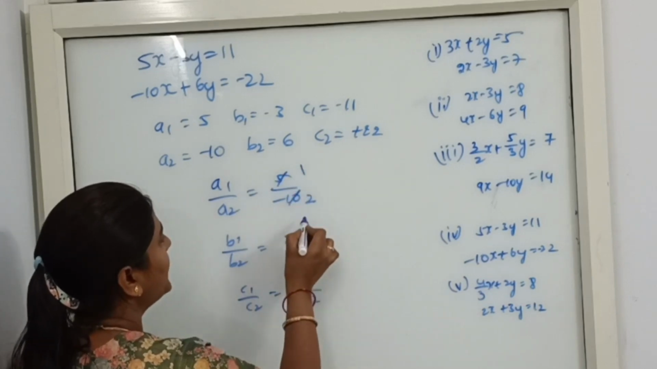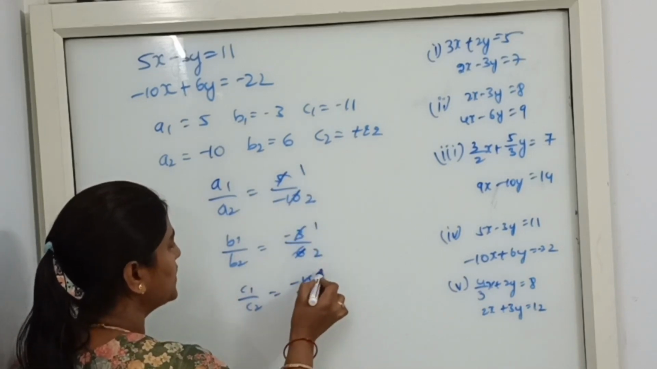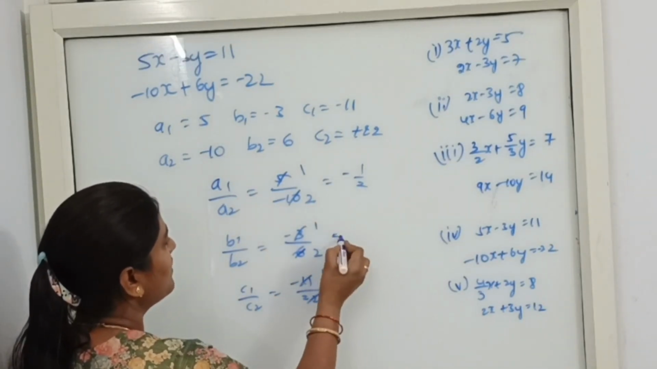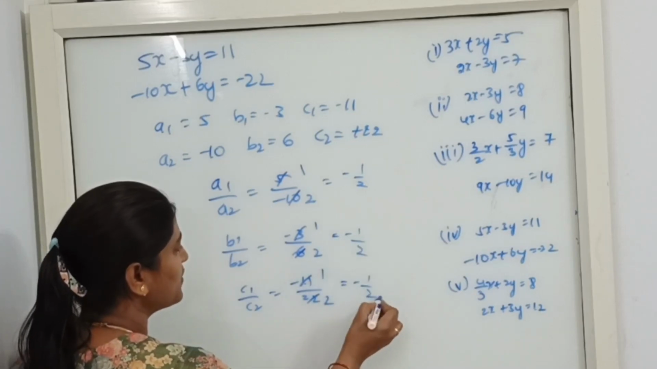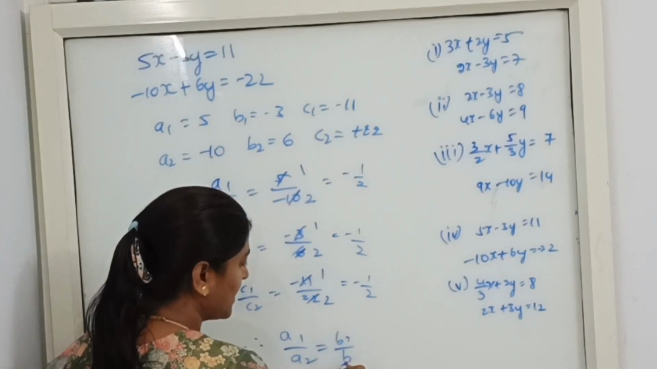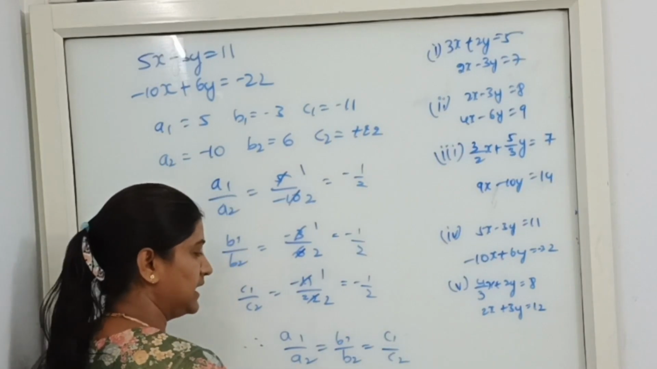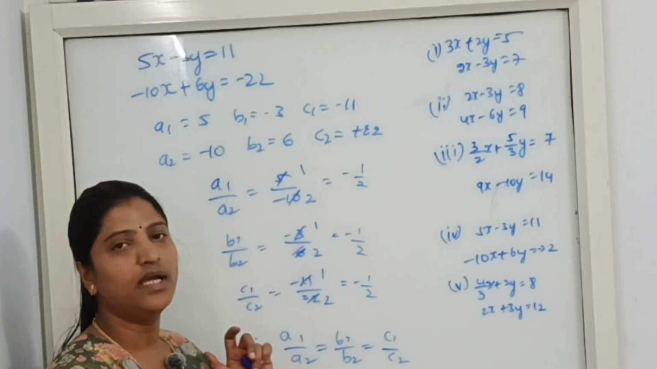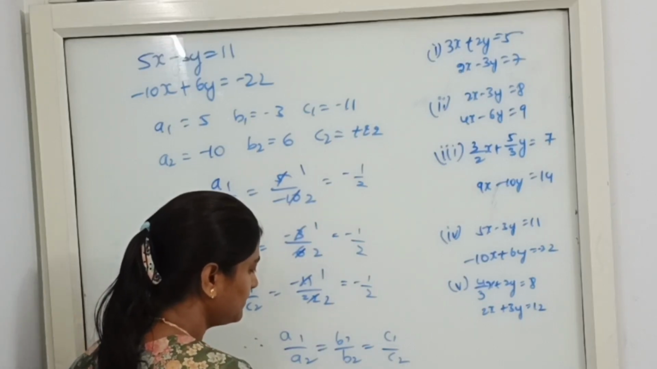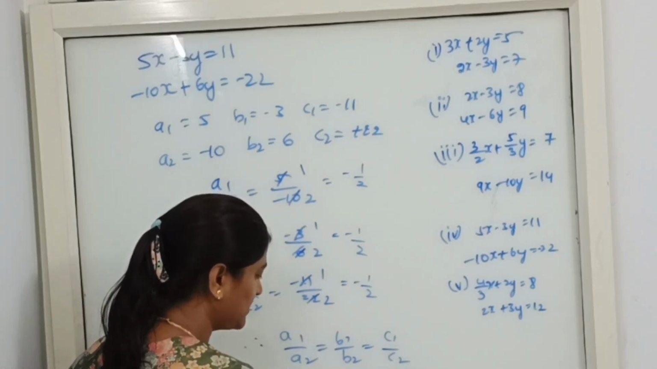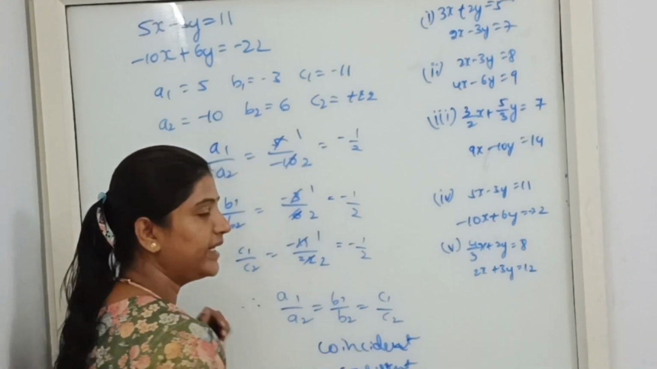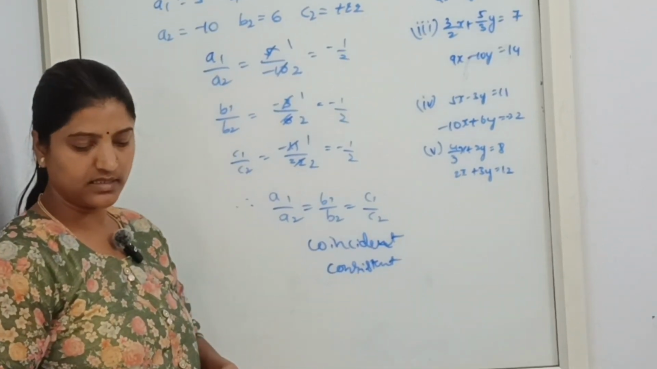5 ones are 5, 5 twos are 10, 3 ones are 3, 3 twos are 6, 11 ones are 11, 11 twos are 22. So the ratios are minus 1 by 2, minus 1 by 2, minus 1 by 2. Therefore, A1 upon A2 is equal to B1 upon B2, that is equal to C1 upon C2. If all the ratios are equal, then they are coincident. Coincident line. If it is a coincident line, then that is consistent, because infinitely many solutions can exist.